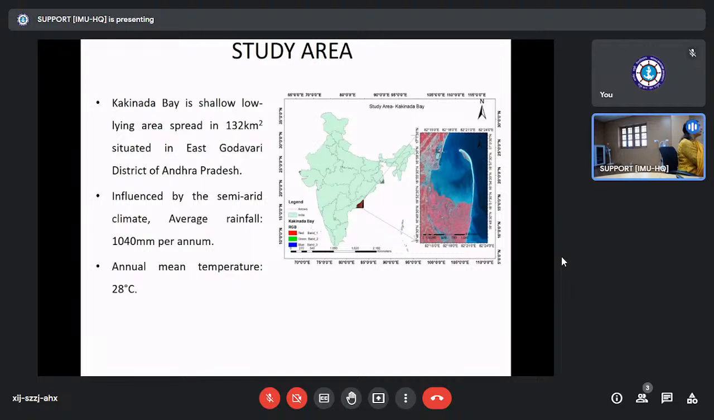Kakinada Bay has a very unique morphology. On the eastern side, it has a naturally formed sandspit, which acts as a barrier from the sea to the inside of the bay. Then, at the southern part of Kakinada Bay, the Coringa mangroves exist. And on the western side, there are mangroves from the southern extent, and the Kakinada port and the city. This area is influenced by a semi-arid climate with an average rainfall of 1040 millimeters per annum, and the annual mean temperature is 20 degrees Celsius.